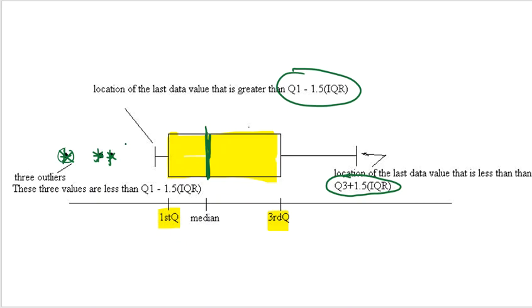Your whisker does not go to the fence. I get so many kids that will draw the fence. No, the fences are imaginary. They're just so that you can determine if you have outliers. Again, the whisker goes to the next data value that was not an outlier.